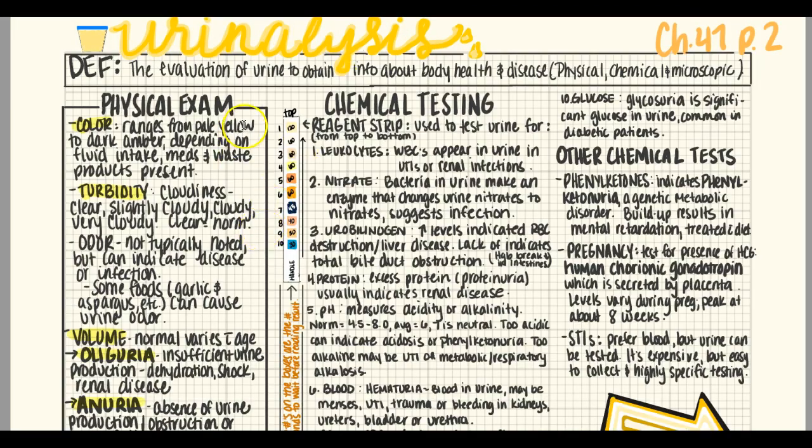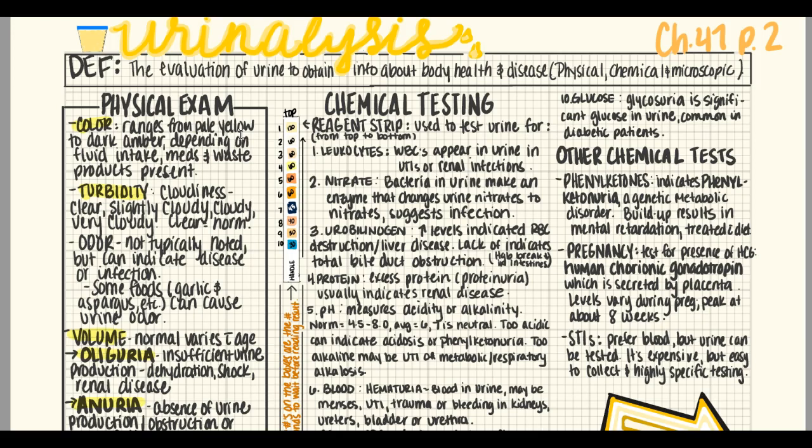So when we look at the color, urine can range from pale yellow to dark amber, depending on the patient's fluid intake, so how much water they drink, or the type of fluid that they are taking in, and the amount of waste products that are present. Turbidity is the cloudiness of the urine, or how transparent it is. It can be clear, slightly cloudy, or very cloudy. Clear is the normal. You should be able to see through urine.